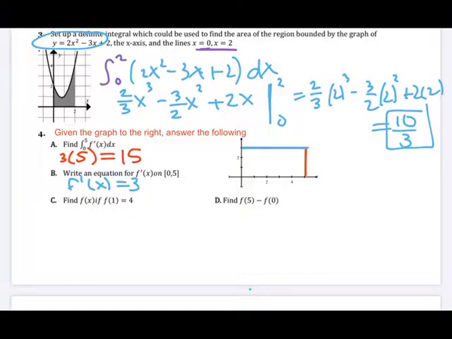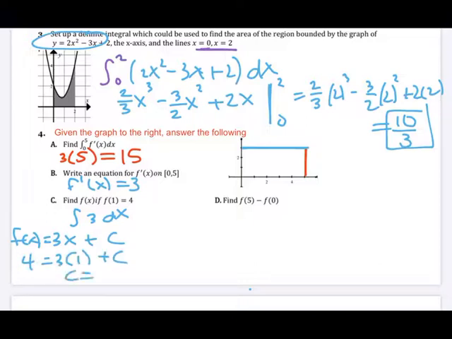Part C, find the original function, or find the antiderivative f of x, if f of 1 equals 4. So first, let's take the integral of f prime of x. That's going to give us 3x plus c. So f of x equals 3x plus c. Then we're going to plug in the initial condition they gave us. 4 equals 3 times 1 plus c. So c is going to be 1. So f of x equals 3x plus 1.